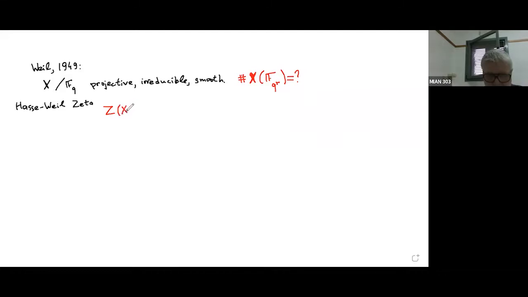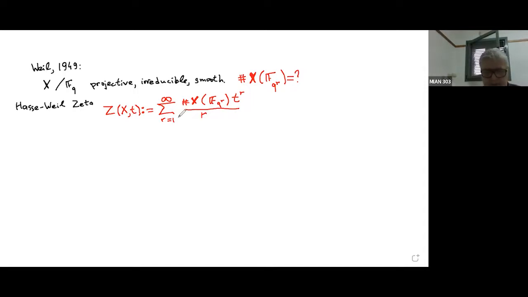So by definition, it is a peculiar generating function of X: the sum, with r running from 1 to infinity, of the number of points of just the quantities we are interested in, X of F, the field of cardinality q to the r, t to the r, and r in the denominator.